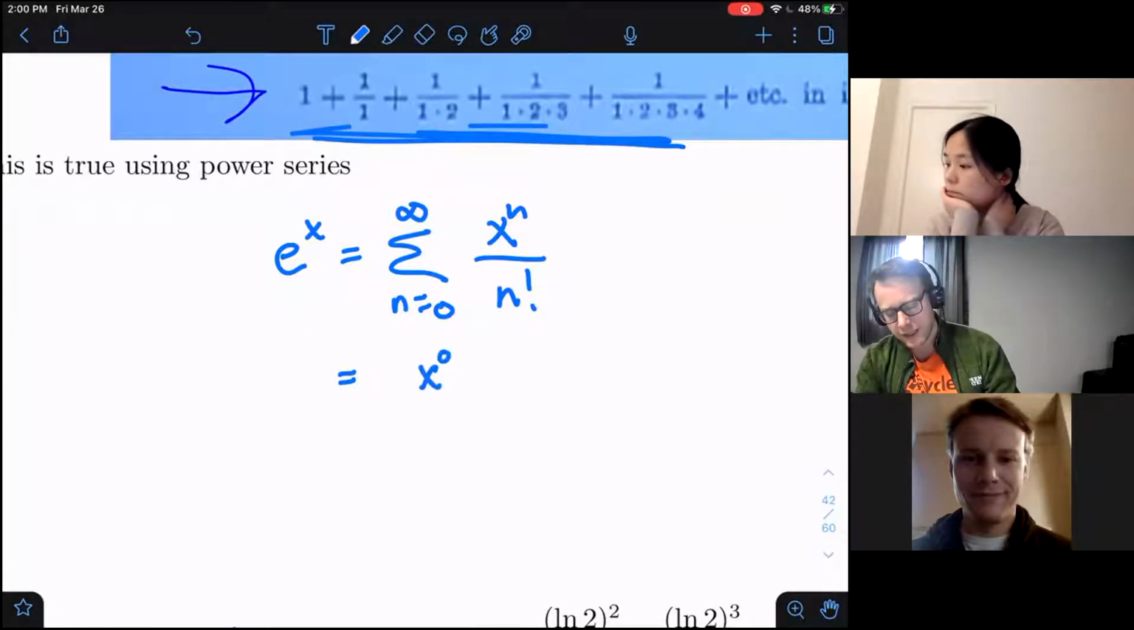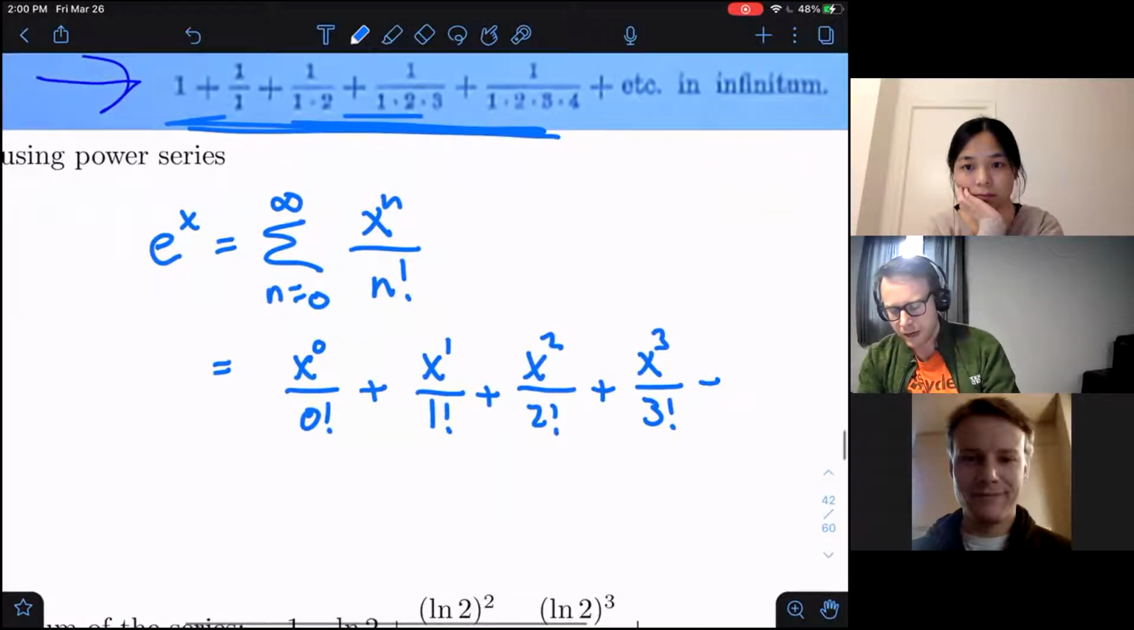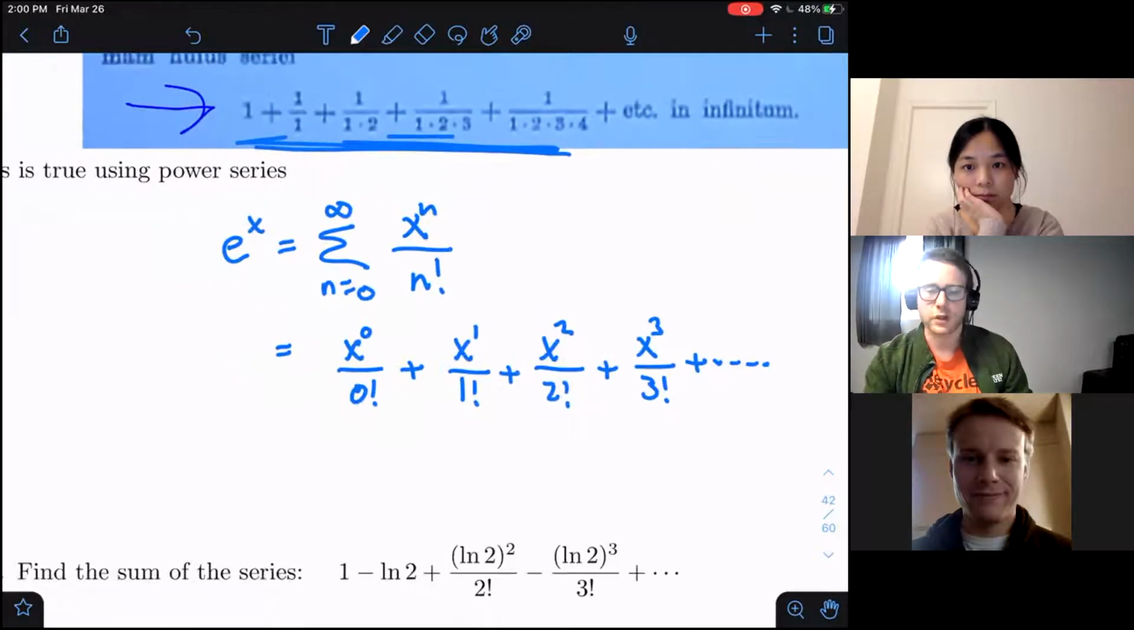So I'm going to have x to the 0 divided by 0 factorial. Then I'm going to have x to the first power divided by 1 factorial. Then we're going to have x squared divided by 2 factorial. And then I'm going to have x cubed divided by 3 factorial. That's probably enough. Of course, it goes on forever. But again, this is what e to the x is equal to.